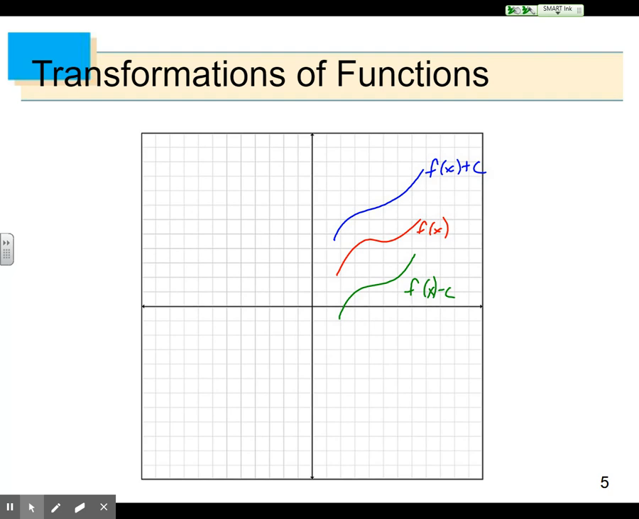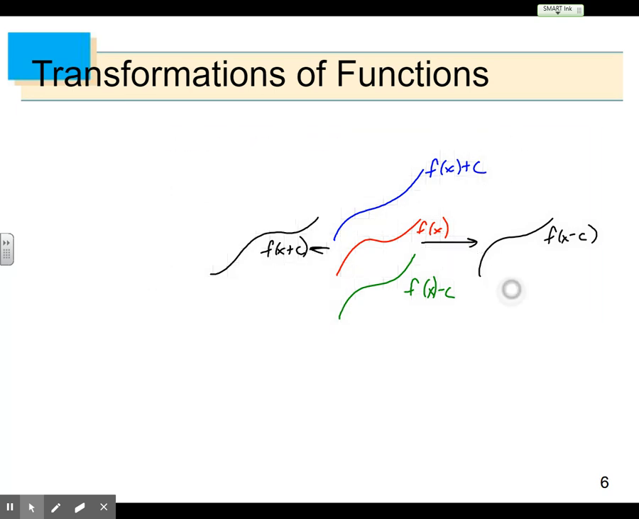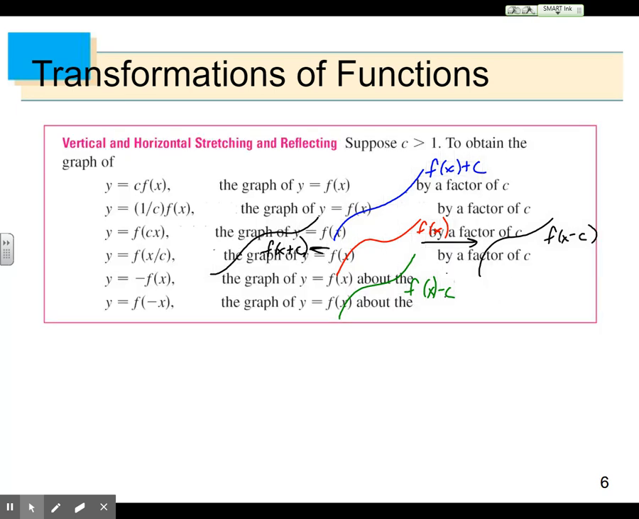It moved it down. If it's inside the function, and I just move it directly, I'm trying to keep the same shape. Kind of did rough on that one. But if I move it to the right that many units, it's going to be f of x. Let's say it moved to the right, so it would be opposite, minus C. Whereas when it moves to the left, that's whenever we're doing f of x plus C. Okay, those were the basic ones.